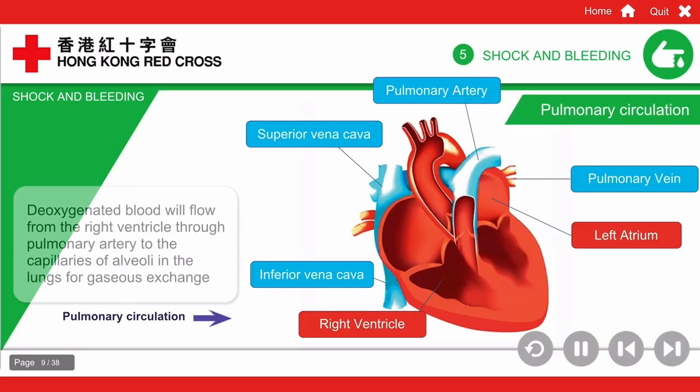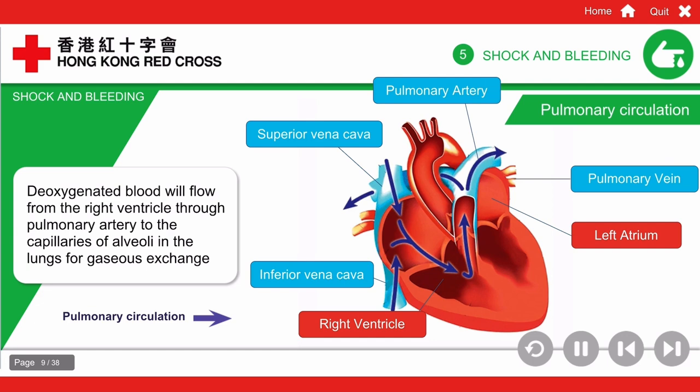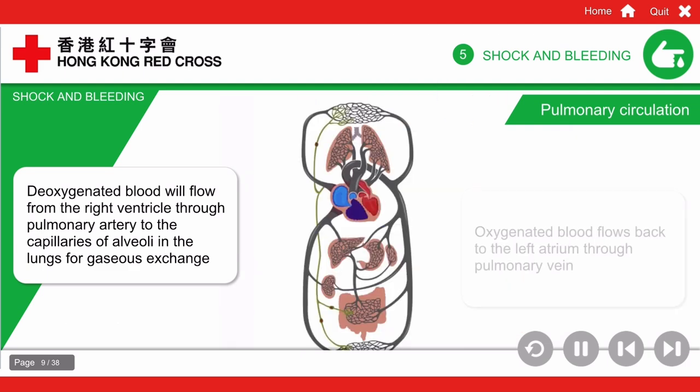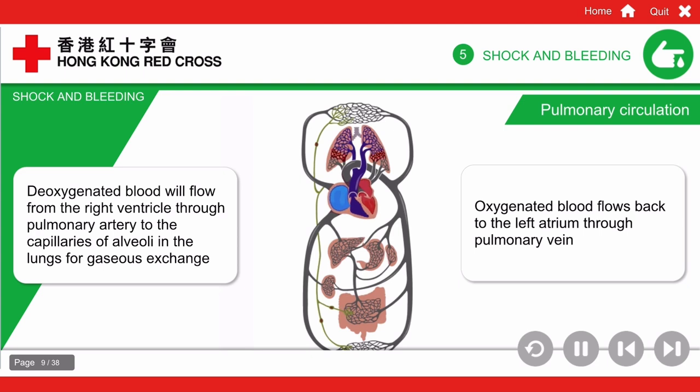Let's start with pulmonary circulation. When the ventricles contract, deoxygenated blood will flow from the right ventricle through pulmonary artery to the capillaries of alveoli in the lungs, for gaseous exchange. After that, oxygenated blood flows back to the left atrium through pulmonary veins. This is the pulmonary circulation.